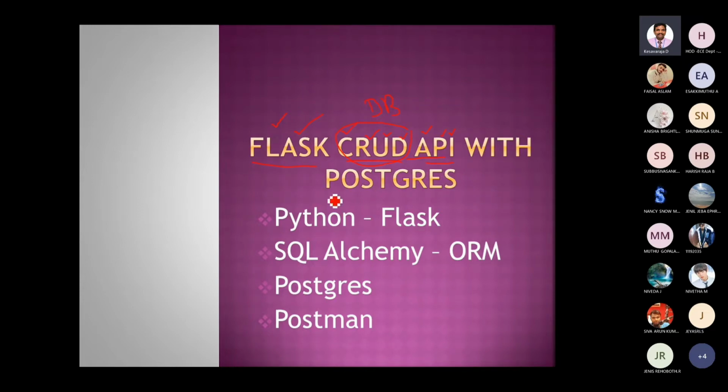I'm using a database named Postgres. Flask is a web server. We are performing 4 activities. The first activity is called create, in the sense of insert. The second activity is called read, get data. Then update, where we are modifying the existing data. The last one is delete. So 4 operations with the help of an application programming interface, and the complete operation is done in a database named Postgres.